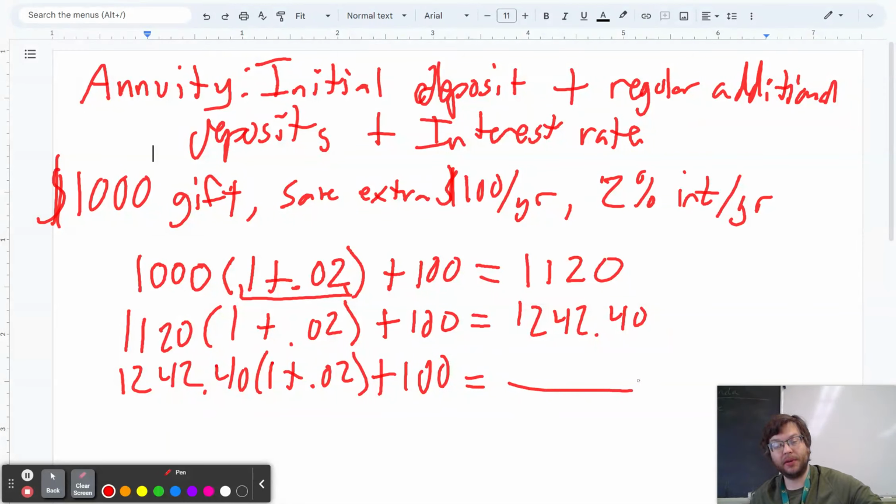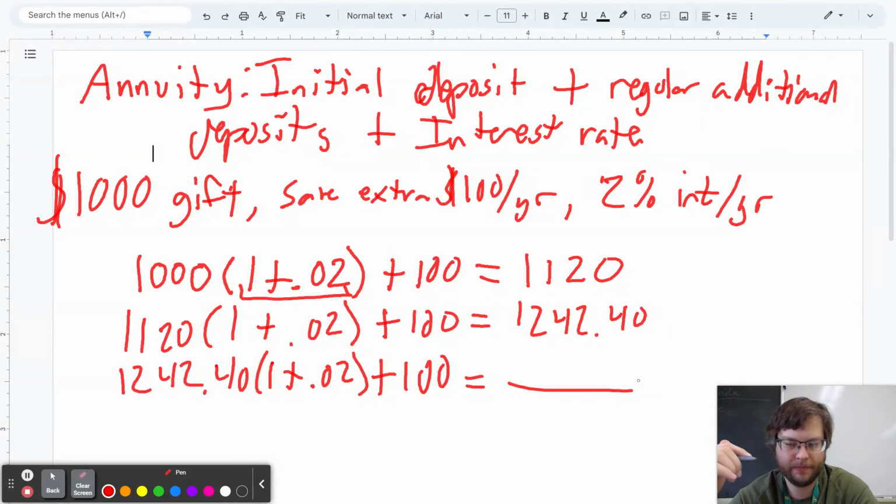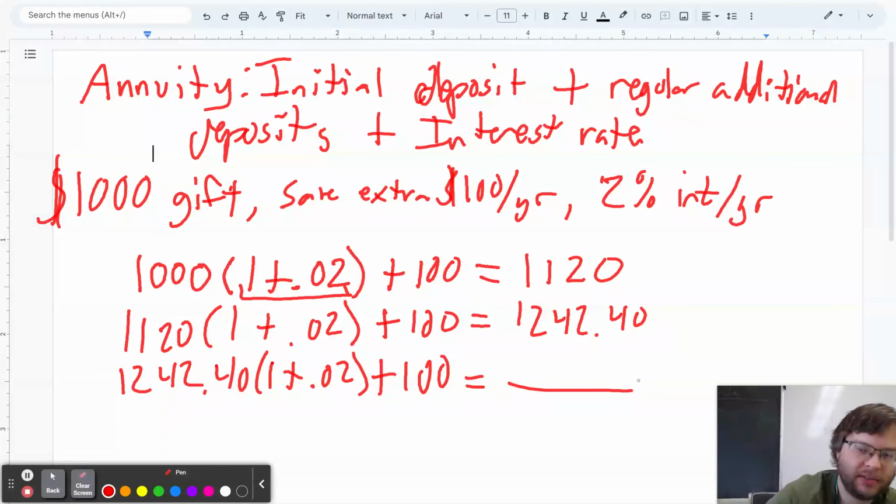And you can see that this process, although it's not that hard at any one step, if I asked you to go 20 years into the future, you probably don't want to sit there and write out all of the intermediate steps. And so because there's this similar pattern of the terms that I'm using, I'm going to try to build up a formula that allows us to predict any value.